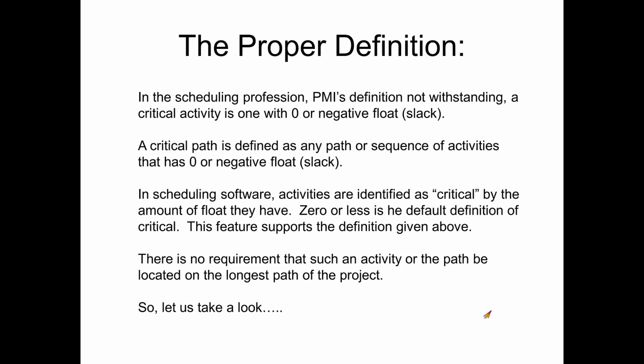In scheduling software, activities are identified as critical by the amount of float they have. So the activities have a flag field called critical or criticality. And if the float or slack is zero or less, by default, that becomes the definition of critical, and those activities get the critical flag set. And that supports the definition given above. There is no requirement that such an activity or the path be located on the longest path of the project. So let us take a look.